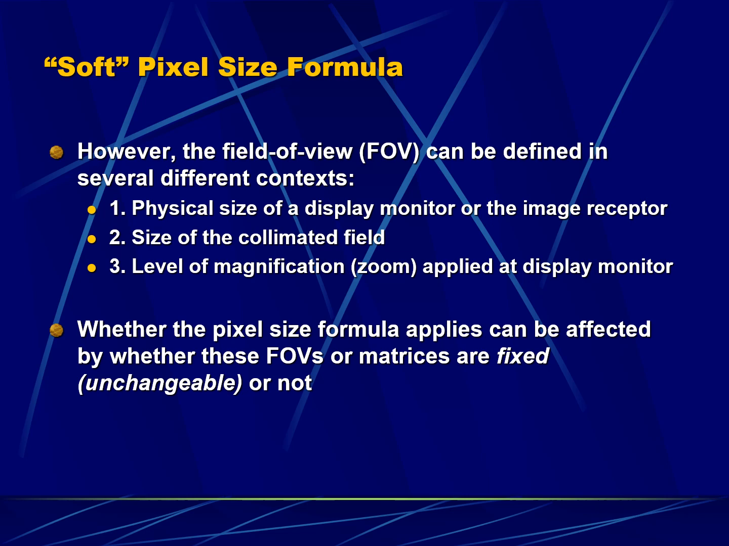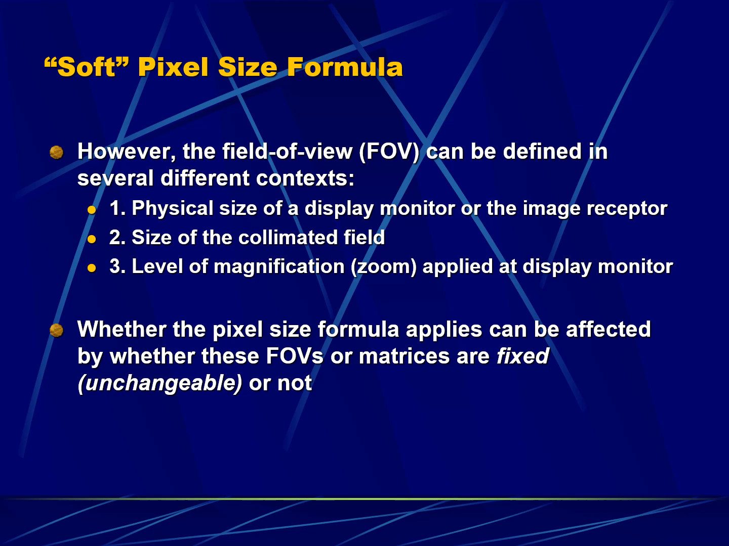All right, so field of view can be defined in several different contexts: physical size of a display monitor or the image receptor, size of a collimated field, or level of magnification applied at the display monitor. Only in Mr. Carroll's mind can you define field of view 3 ways. On the registry, it's definition number 2. Field of view represents the collimated field. Now, according to him, a software magnification that allows you to zoom or magnify affects the field of view. Yes and no. It affects the displayed field of view. However, the natural field of view for the original image is always the same until the image is destroyed. Now you can manipulate it by magnifying and zooming it, but the original image had all the anatomy, and that's the field of view for the study.